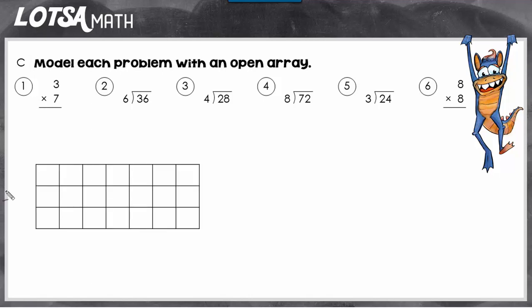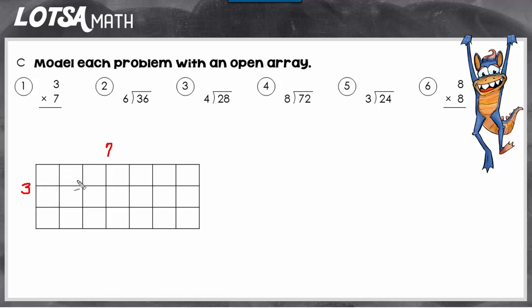Well, in a standard array for 3 times 7, you would see 7 columns of squares. So this side would be represented by 7. But you'd also see rows of squares. In this case, you would see 3 rows. So this side would be represented by the number 3.